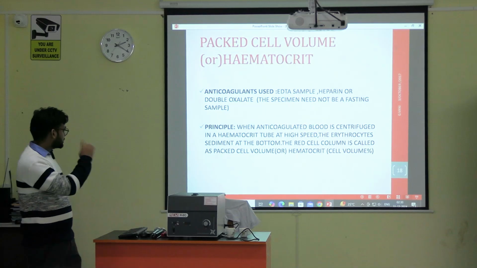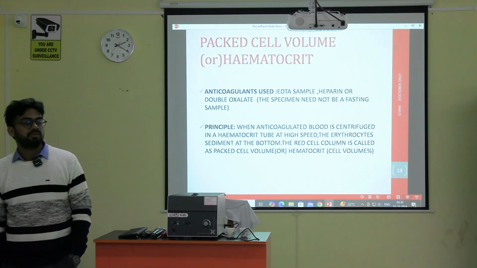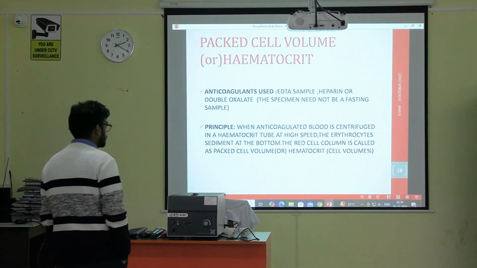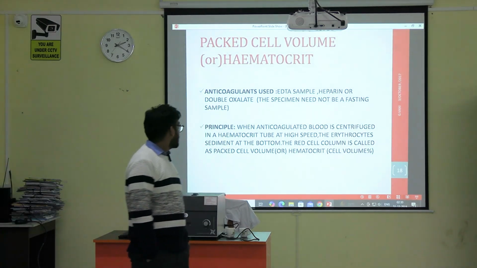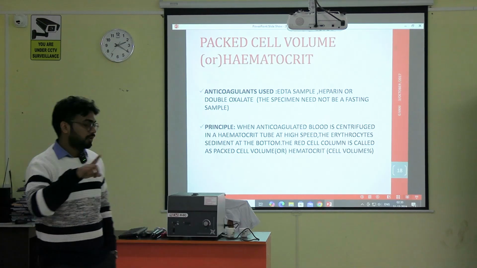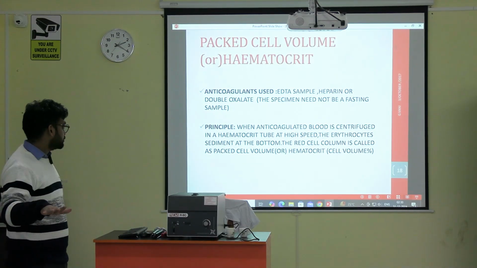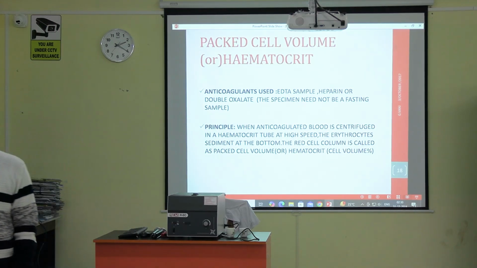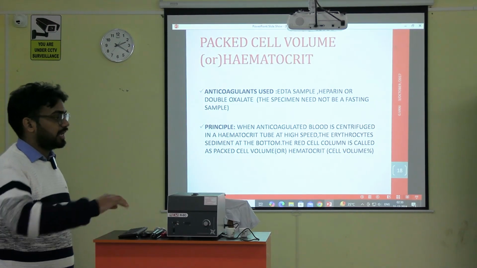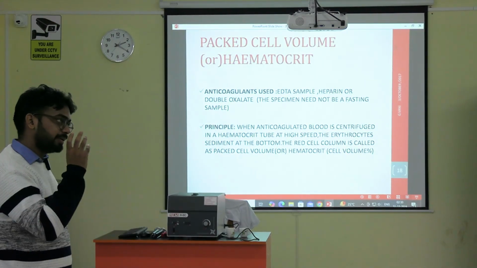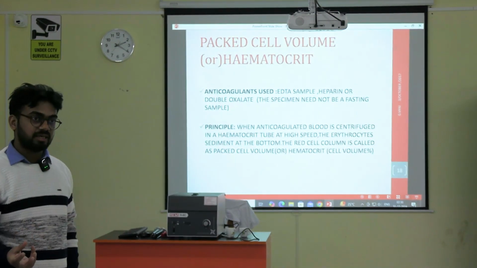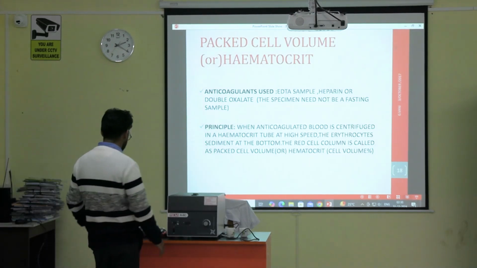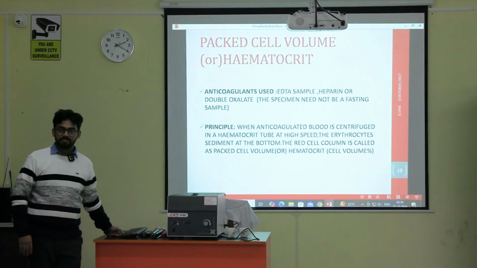What is the principle? See, if you want to write, you can write it down. When this anticoagulated blood is centrifuged in a hematocrit tube at high speed, the erythrocytes sediment at the bottom. This red cell column is called the hematocrit. Same thing in different language, I am telling you repeatedly. After centrifugation, due to the RBCs being heavy, they will settle down. This is called the PCV or hematocrit. Should I go to the next slide?